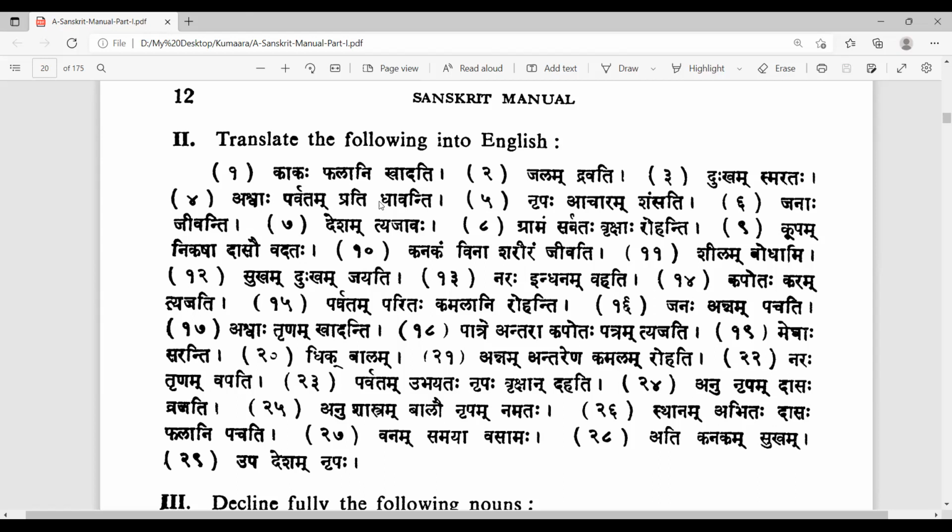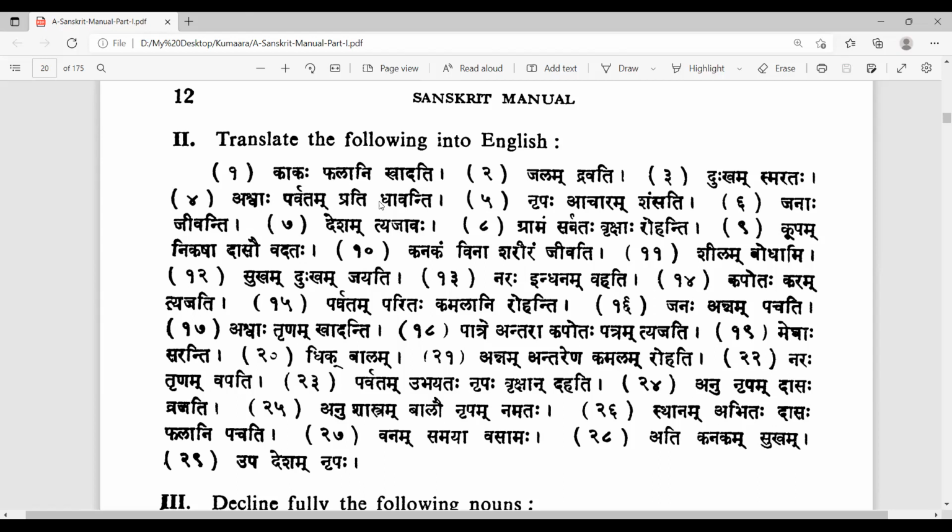अहं शीलं बोधामि. बोधामि क्रियापदं. किं बोधामि? शीलं बोधामि. What does शीलं mean? Character. सुखं दुःखं जयति.